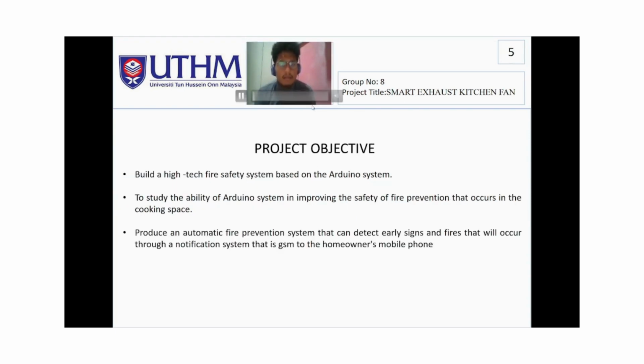So the project objectives are to build a high-tech fire safety system based on Arduino, to study the ability of the Arduino system in improving safety or health prevention that occurs in the cooking space, and to produce an automatic fire prevention system that detects early signs of fire through a notification system, which is the GSM.